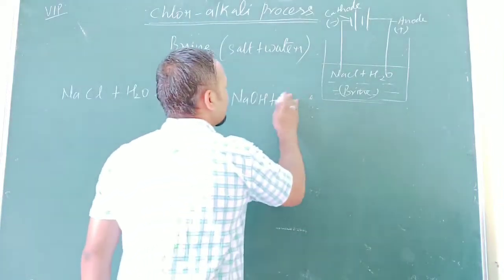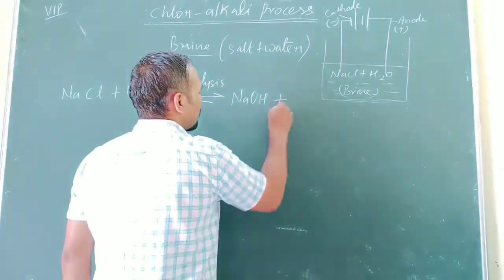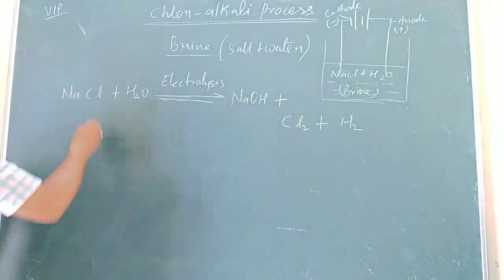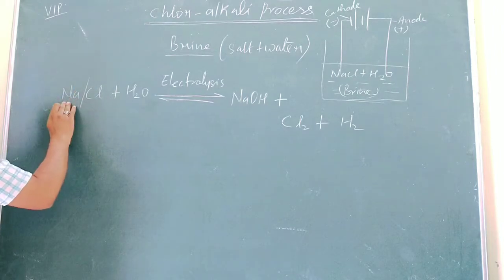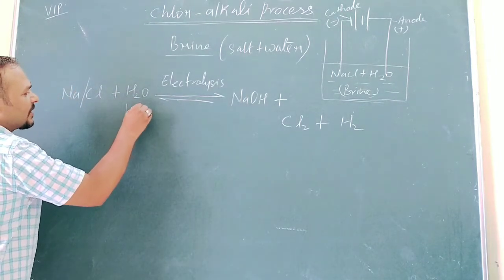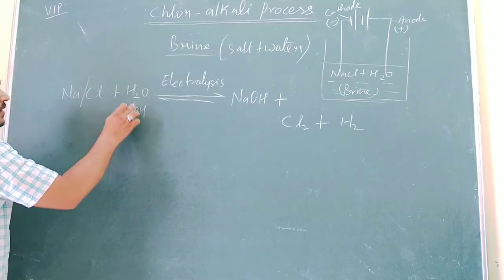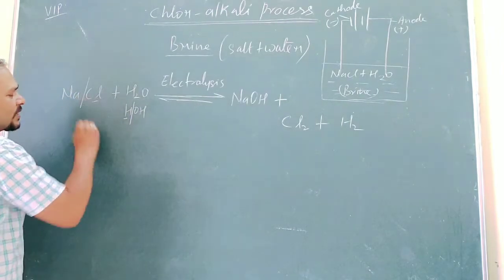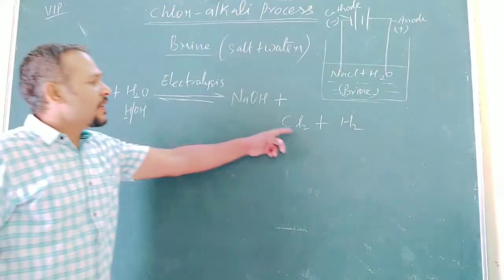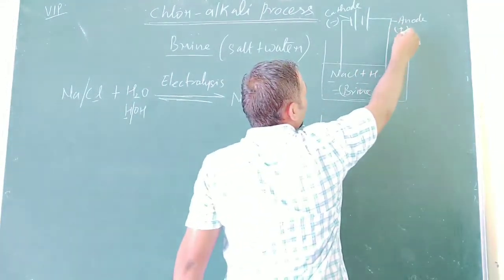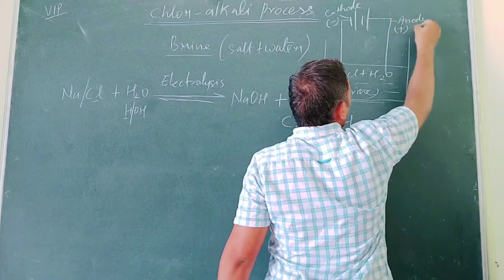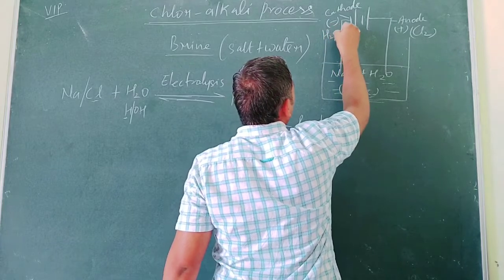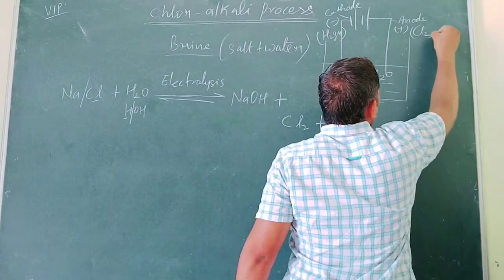Here you can see we get the products chlorine plus hydrogen. See, Na from NaCl, and water we can write as HOH. So OH from H2O, so NaOH is formed. What else? Hydrogen and chlorine. They also form at different electrodes. At the positive electrode the chlorine gas will form, and at the negative electrode we will get hydrogen gas. Is it clear?